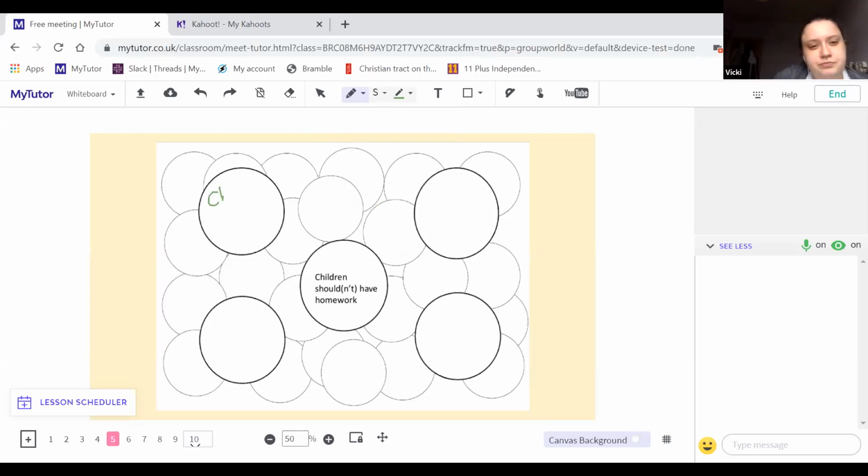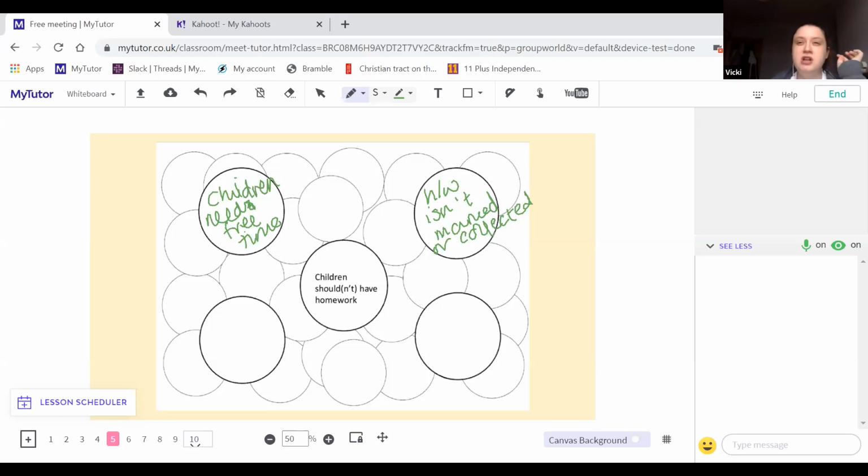So, for example, children need free time. That would be point number 1. Homework isn't marked or collected, so that's another big problem. Then what else do you think would be a problem?